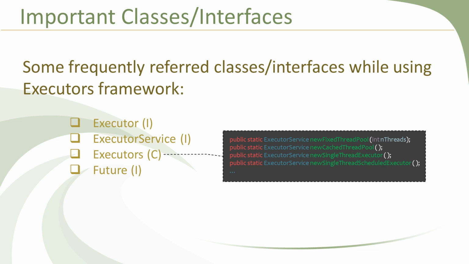Similar to the single thread executor is the single thread scheduled executor that can be created by calling the newSingleThreadScheduledExecutor method. It creates a single threaded executor that can schedule tasks from a queue to run one after the other after a given delay, or to execute the tasks periodically from a queue.